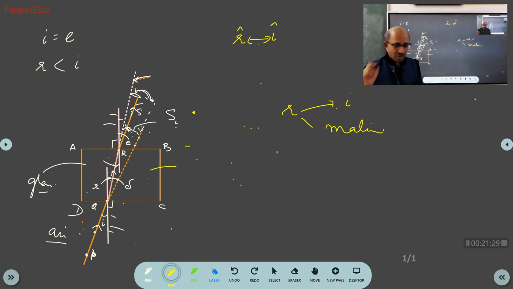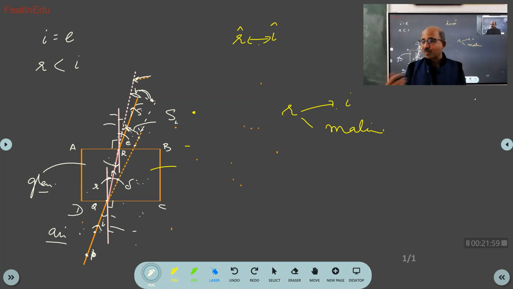Clear? Now, in both will it be closer to the normal or it may change? If this medium is denser than the other, then the ray will always come closer to the normal. If this medium is rarer and the other is denser, then it will move away. But by how much it will move depends upon the material.